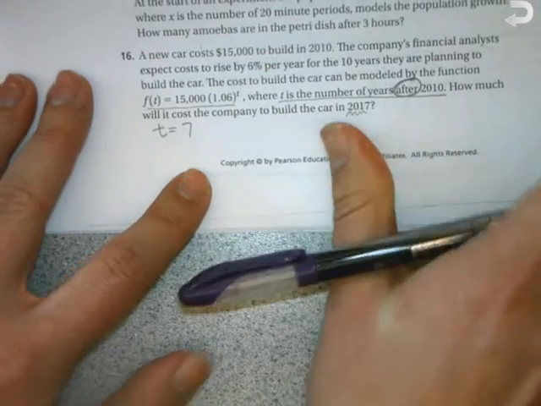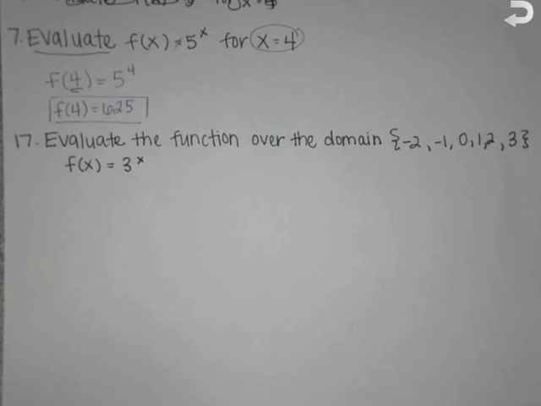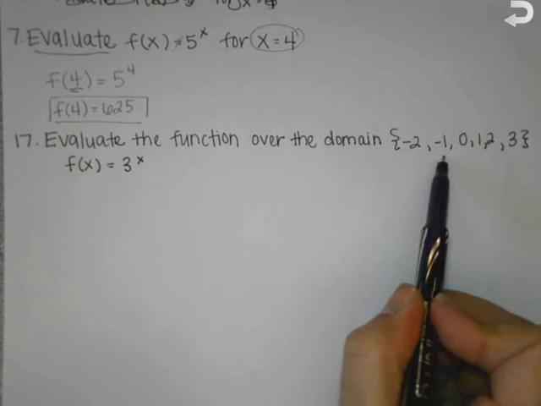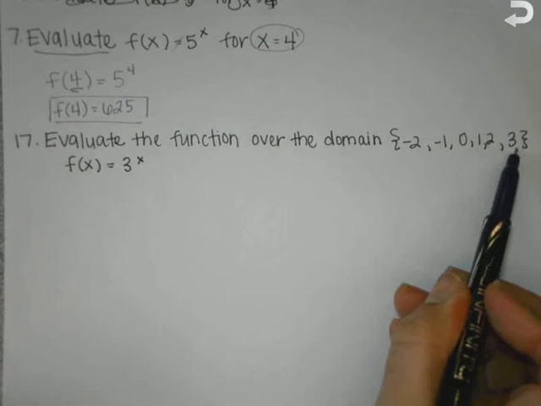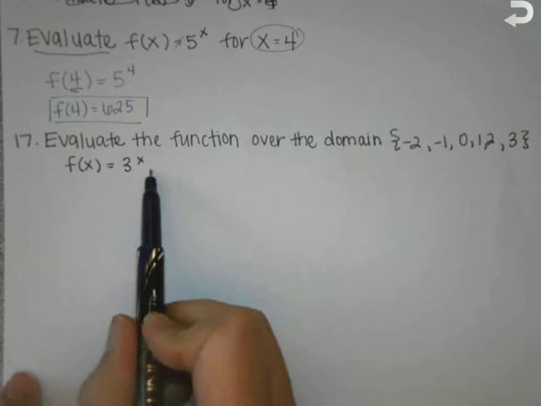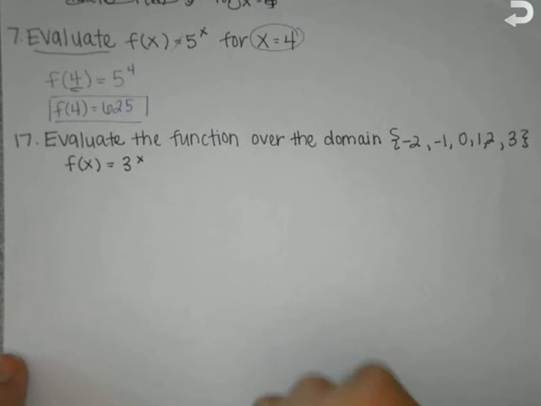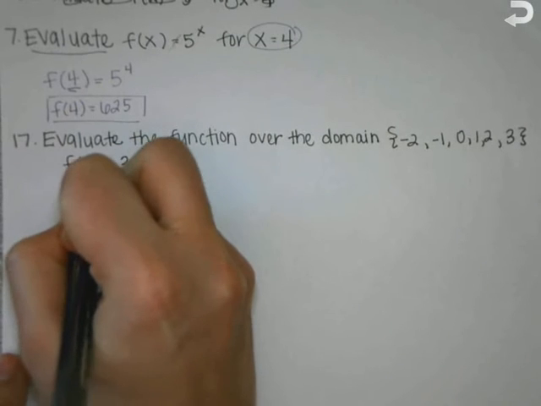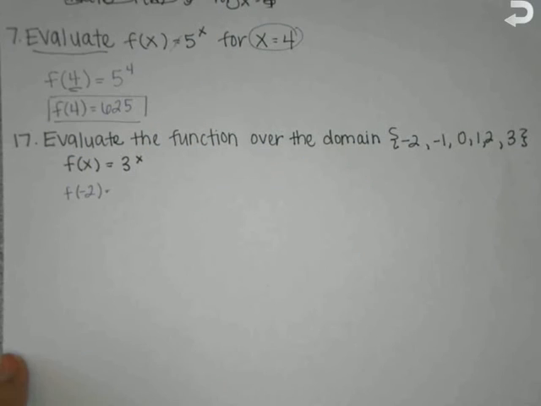Okay, I'm also going to do number 17 with you. Number 17 wants you to evaluate the function that's given over the domain -2, -1, 0, 1, 2, 3. That means that we're going to plug all of these numbers in for x and find the range. So we're looking for f of -2. You might have to use scratch paper. Some of these are simple and you can do them in your head.